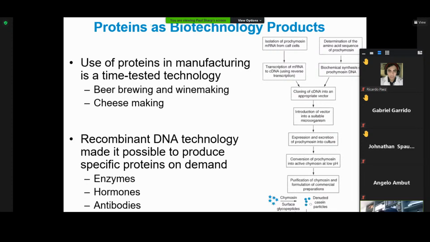Okay, so now let's start talking a little bit more about protein production with biotechnology. Okay, now it says use of proteins in manufacturing is a time-tested technology. Yeah, if you like alcoholic beverages, how do they do that? Well, they utilize certain enzymes and proteins. So that's heavily incorporated in alcoholic preparations, whether you're doing beer brewing or winemaking.